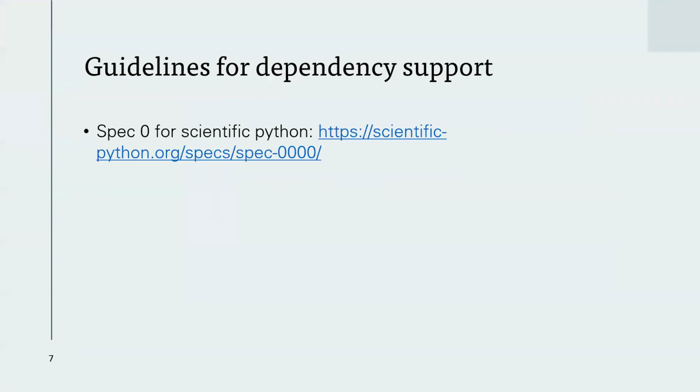Okay, one other thing is there are some guidelines for what dependencies you should support, for what versions, and for how long. For example, for Python, there is something known as spec 0. I'm not going to have time to go into it, but if you Google Python spec 0, do have a look at it if you're doing a Python project. This gives examples of the core Python packages, things like NumPy, SciPy, etc., and recommendations for how long you should support different versions.